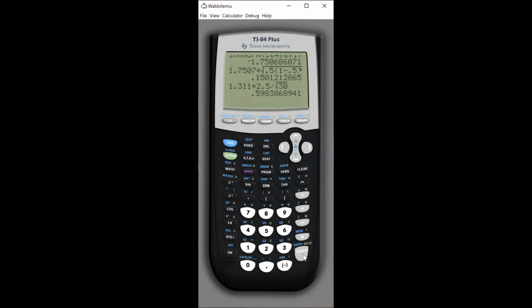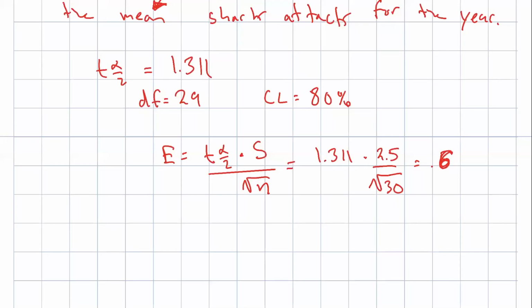0.5. So I can't really get 2 decimal places, I'm going to get 1 decimal place. If you try getting 2 decimal places, the 8 is going to round up to 9, which is essentially going to round up the 5 to 6. So for this one, your margin of error is actually 0.6. So if you look right here, I put margin of error is equal to 0.6.